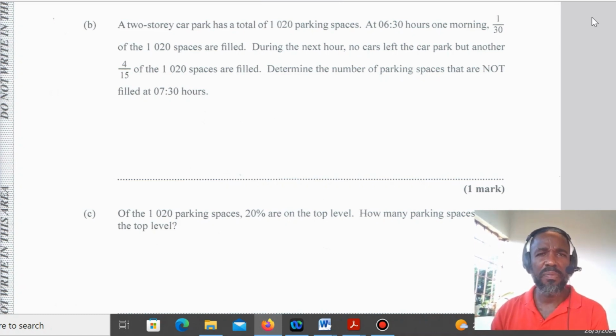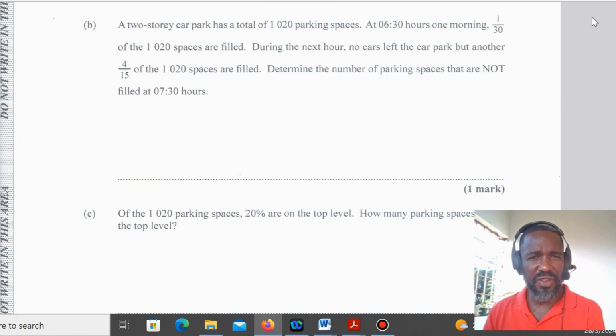So a two-story car park has a total of 1,020 parking spaces. At 6:30 in the morning, 1/30th of the 1,020 spaces are filled. During the next hour, no cars left the car park, but another 4/15 of the 1,020 spaces are filled. Determine the number of parking spaces that are not filled.